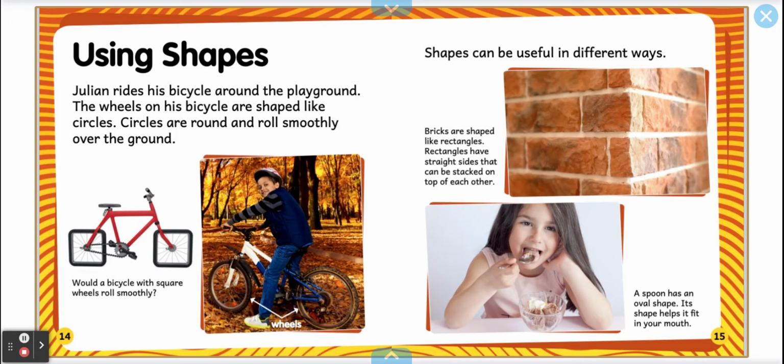Shapes can be used in different ways. Bricks are shaped like rectangles. Rectangles have straight sides that can be stacked on top of each other. A spoon has an oval shape. Its shape helps it fit in your mouth.